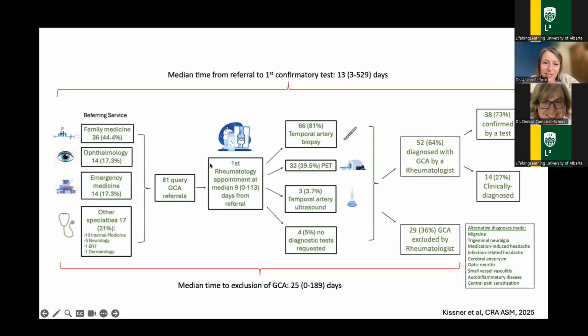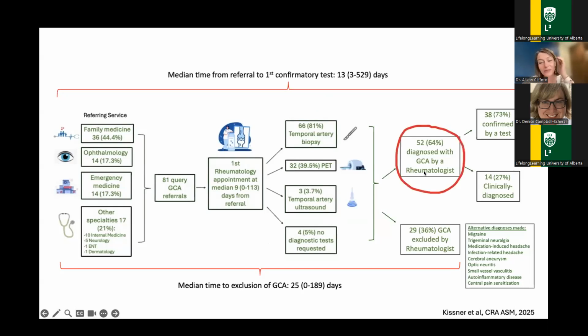Again, we try to get these patients in as fast as we can. The average was about 9 days. And then, as we would have expected, most patients are going for a biopsy. So 80%, with 40% getting PET, and then a few getting temporal artery ultrasound.